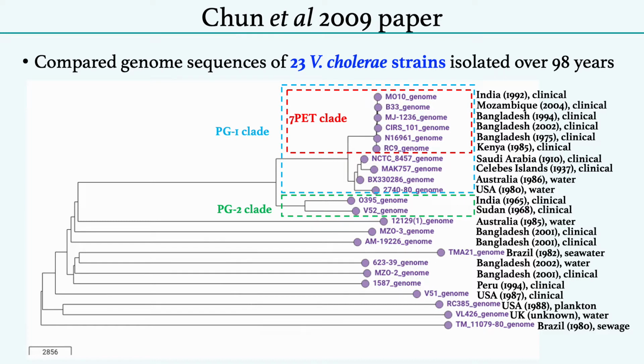Since the year 2000, genome sequencing technologies have greatly improved, and this has meant that many different Vibrio cholerae isolates have had their genomes sequenced. An example of this was a key paper by Chun et al. in 2009, who sequenced the genomes of 23 diverse Vibrio cholerae isolates that had been collected over nearly 100 years. These isolates included both clinical and environmental isolates from many different countries.